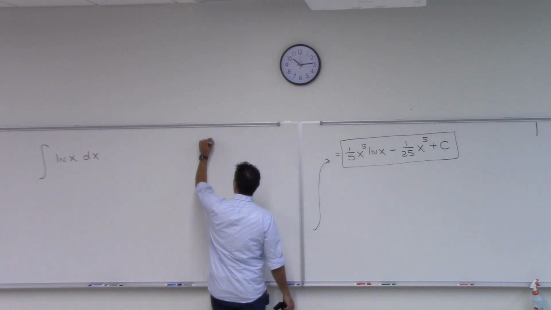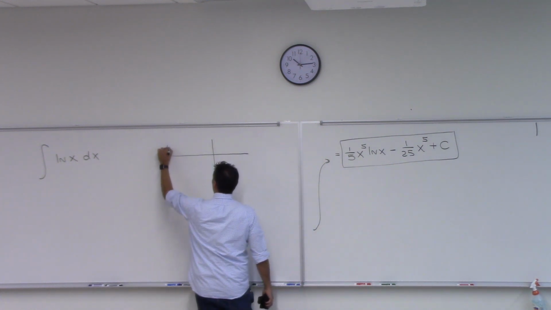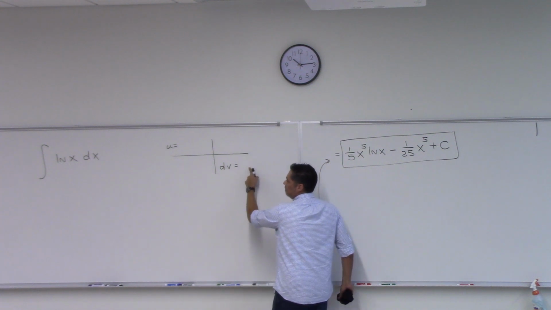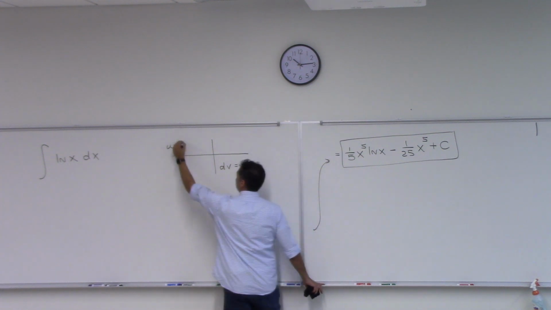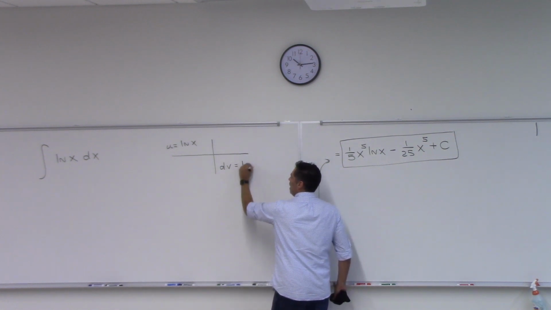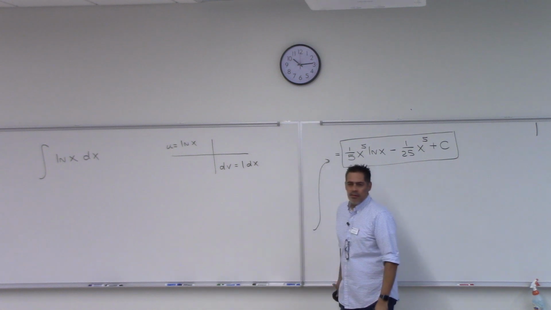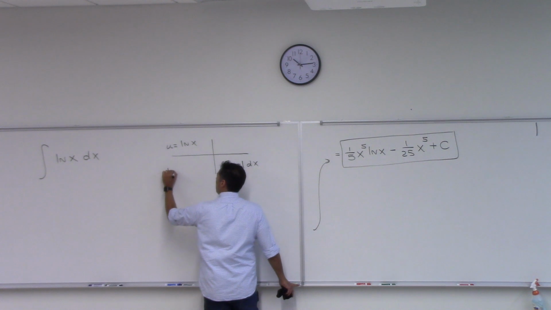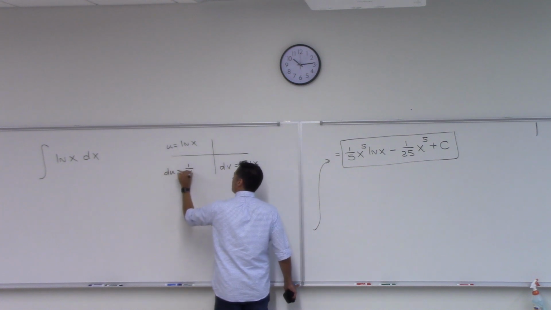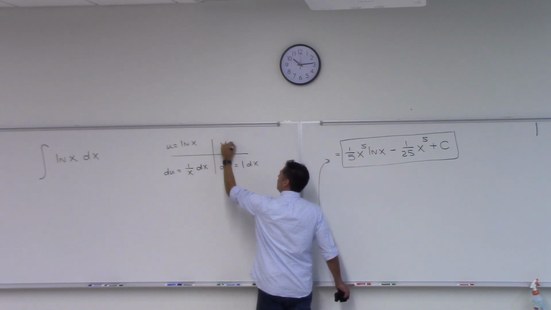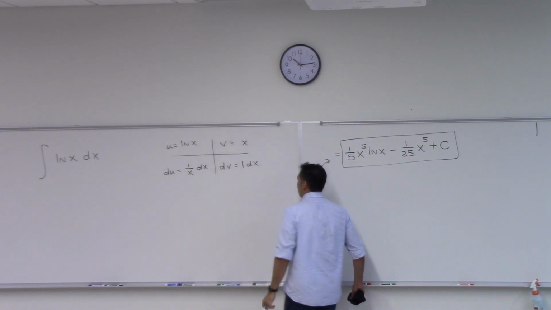So if we're going to do integration by parts, what are your options here? You don't have a lot. What does u have to be? What does dv have to be? u has to be the natural log, right? And then the dv has to be the 1 dx. That's your only choice. So what's the derivative of this? What's the derivative of natural log? 1/x dx. What's the antiderivative of 1? 1, x, right?